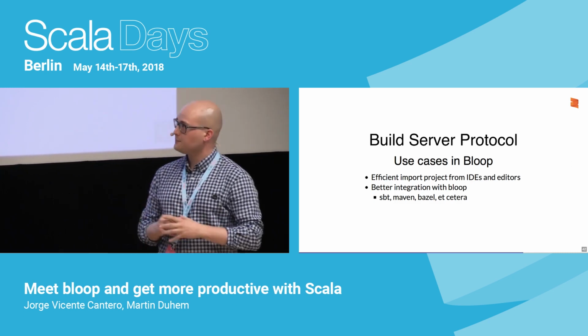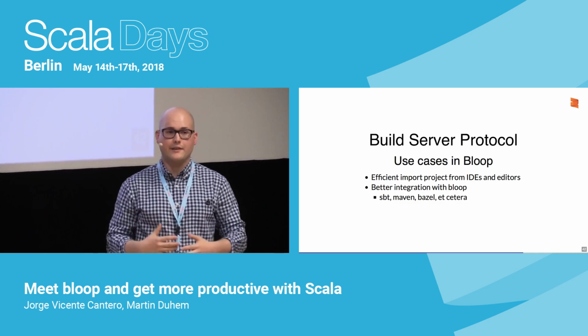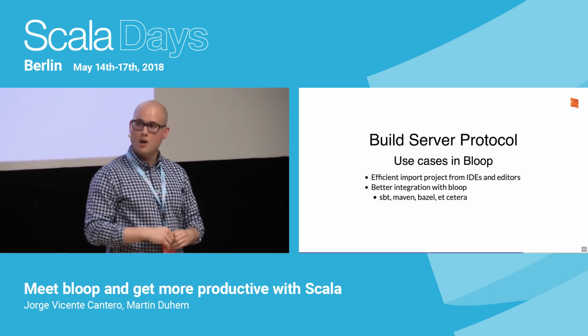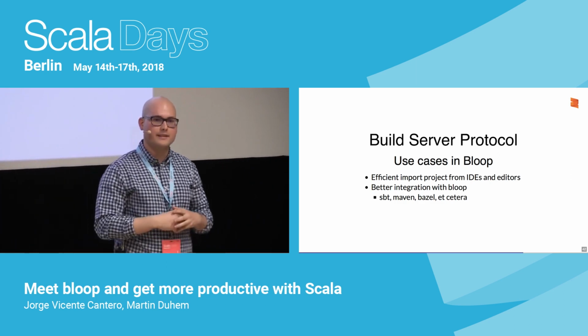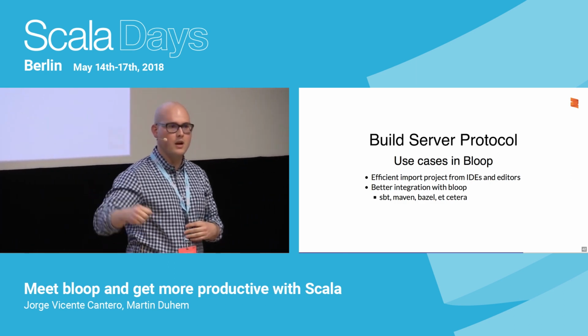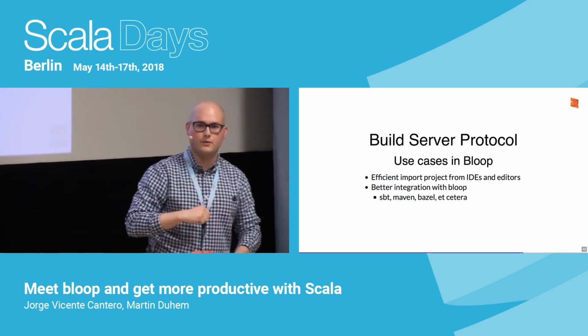So in this case, Bloop would be the server, and SBT would be the client. When you type compile in your project, what SBT would do under the hood, or what Maven would do under the hood, is send a compile request to the Bloop server. And there, we would compile your code in the fastest way possible and get it back to you.